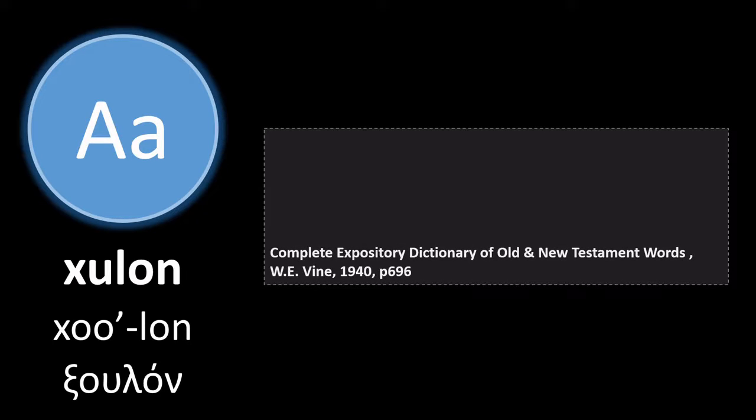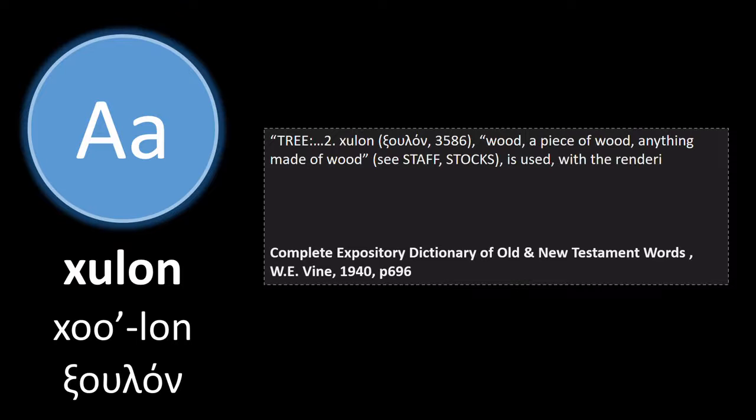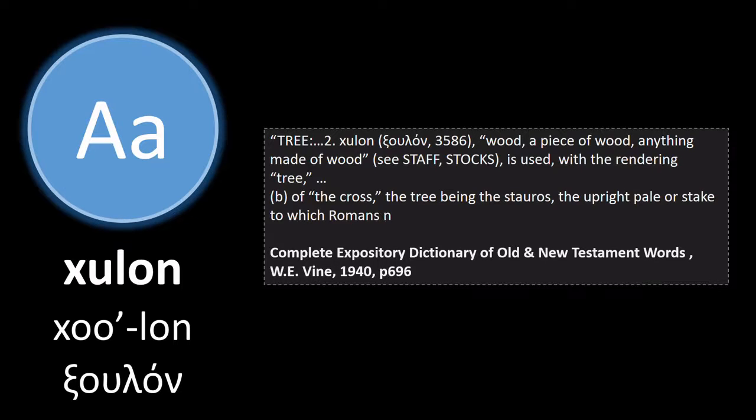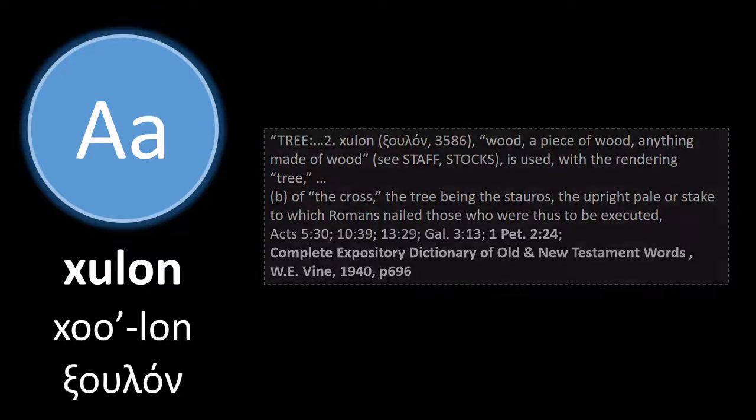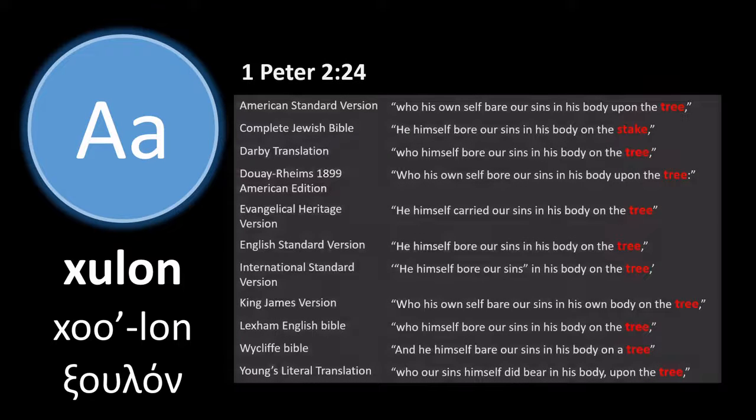The other word used instead of stauros for the instrument of Jesus' execution is xulon. Under the heading of tree, Fiennes describes xulon as meaning wood, a piece of wood, anything made of wood, used with the rendering tree of the cross, the tree being the stauros, the upright pale or stake to which Romans nailed those who were thus to be executed. Afterwards, it lists several Bible references that use xulon instead of stauros, one of which is 1 Peter chapter 2 verse 24, referring to Jesus' execution, where in many translations it's translated not as cross, but as tree, or even stake.